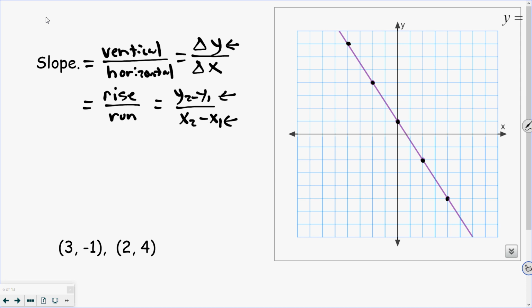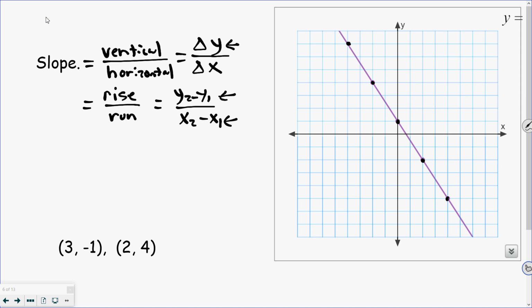Be really careful when deciding if it's positive or negative slope. I would suggest looking at the graph first and deciding is it positive or negative before you do anything else. If you look at this, the way you tell is this line is going down from left to right. That means it has negative slope. So I would always go from left to right.